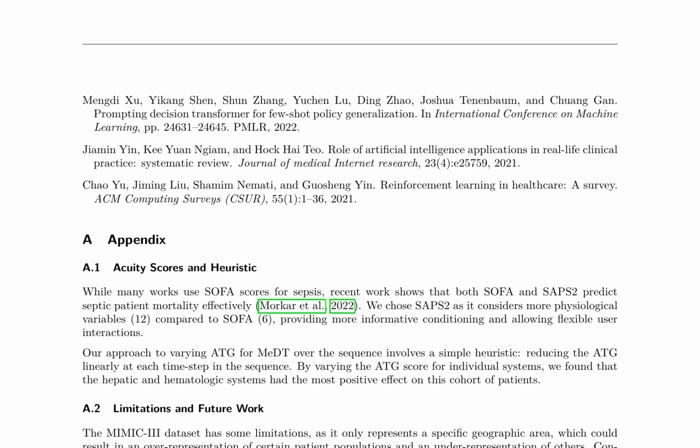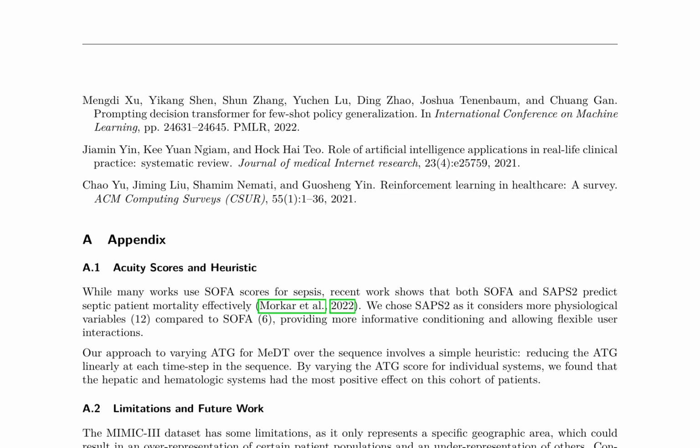The MeDT model, despite its advantages, has limitations and areas for future improvement. One major concern is the geographic bias introduced by the MIMIC-III dataset used for training the state predictor. To address this, the authors suggest exploring causal representation learning and pre-training techniques to enhance model robustness.